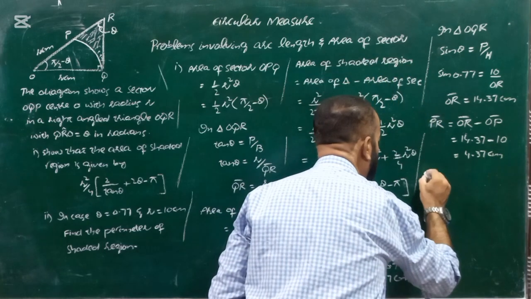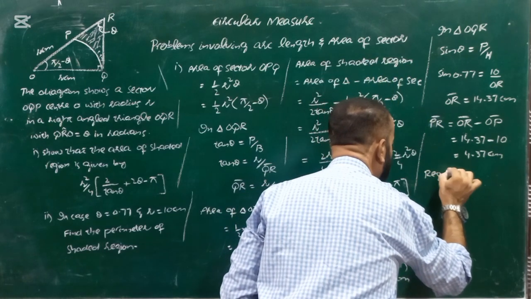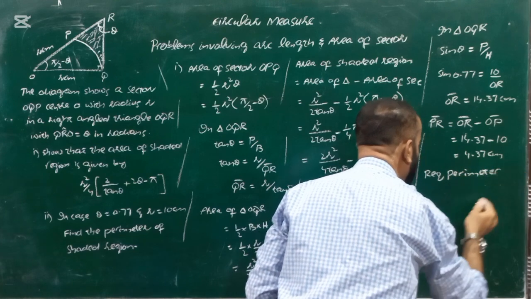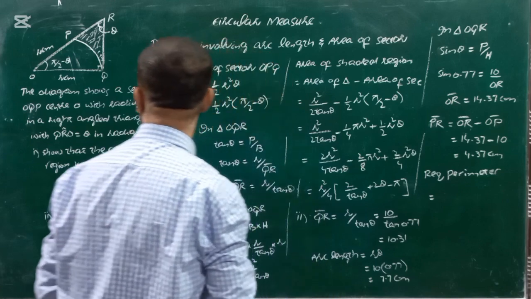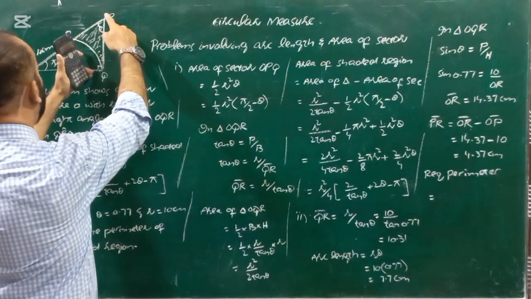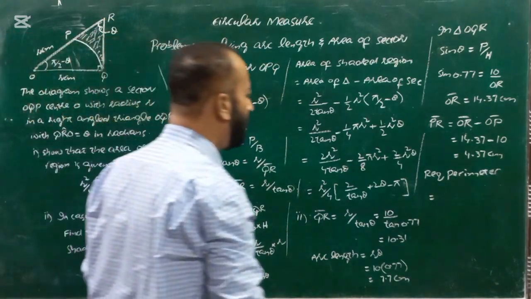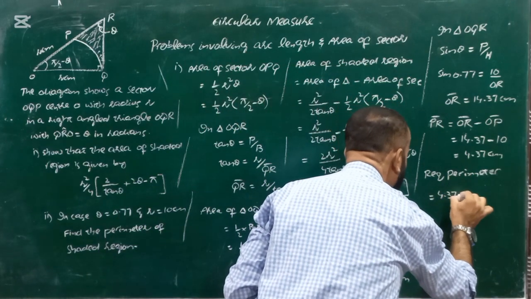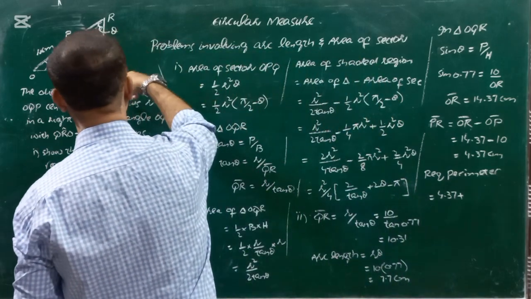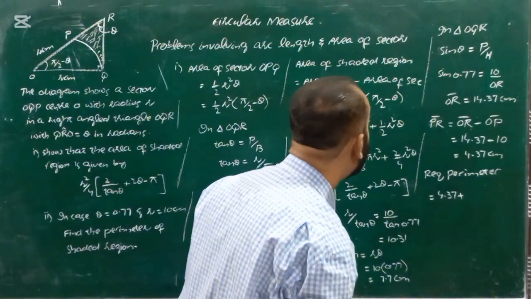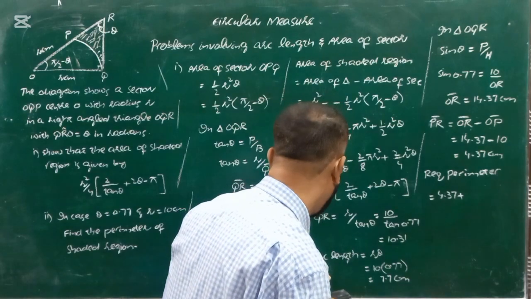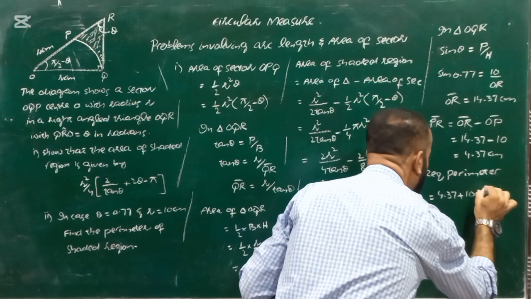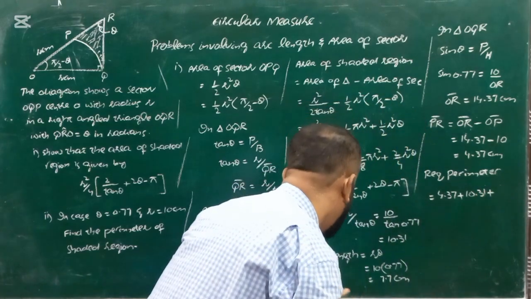So now we can find the perimeter. So look now, required perimeter finally. Alhamdulillah, we have reached. So perimeter will be equal to PR plus this side plus this side. So PR is 4.37 plus this side QR. So where is QR? Here is QR 10.31 and plus the arc length, that is 7.7.